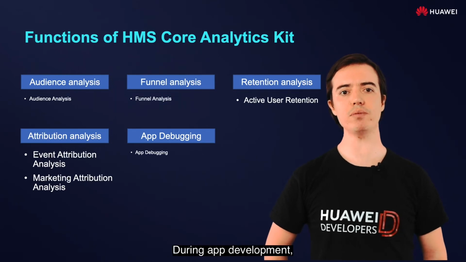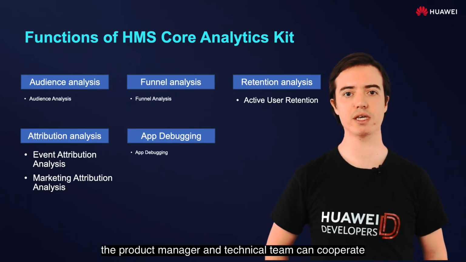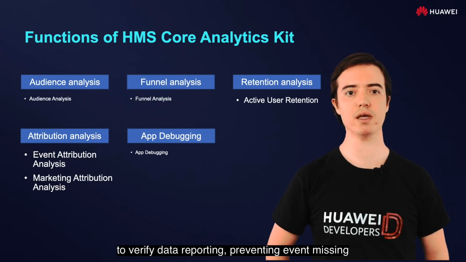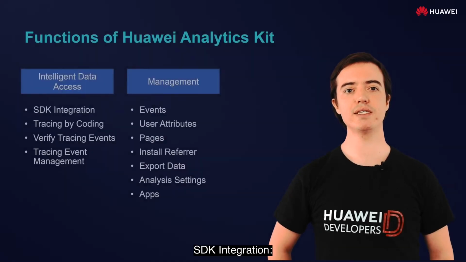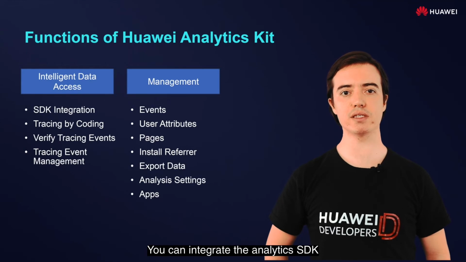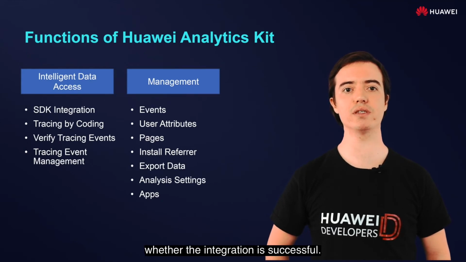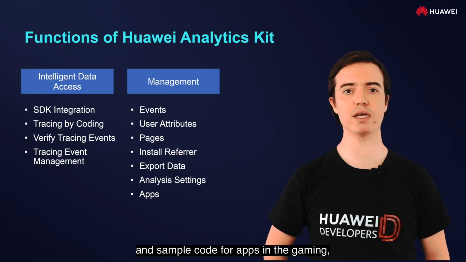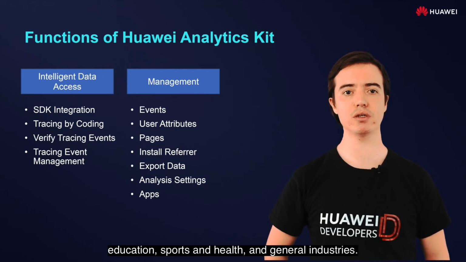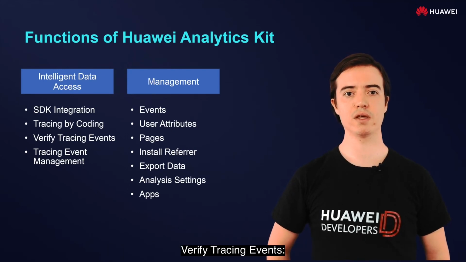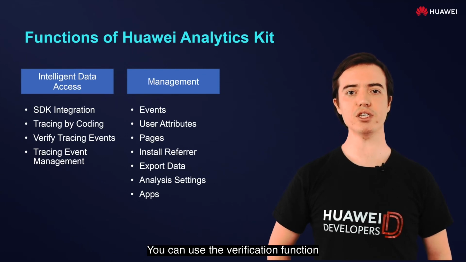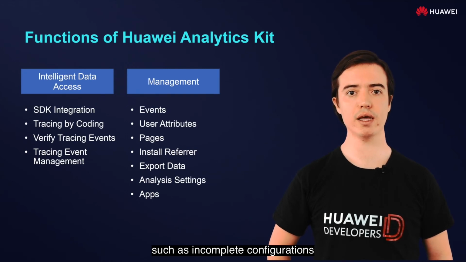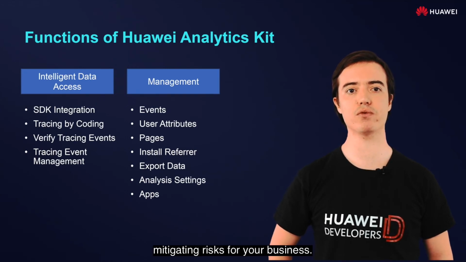App debugging. During app development, the product manager and technical team can cooperate with each other through app debugging to verify data reporting, preventing event missing and event attribute setting errors. SDK integration. You can integrate the Analytics SDK into your app in 4 steps and check whether the integration is successful. Tracing by coding. Analytics Kit provides you with tracing templates and sample code for apps in the gaming, education, sports and health, and general industries. Verify tracing events. You can use the verification function to identify incorrect event tracing configurations, such as incomplete configurations and exceptions, in a timely manner, mitigating risk for your business.